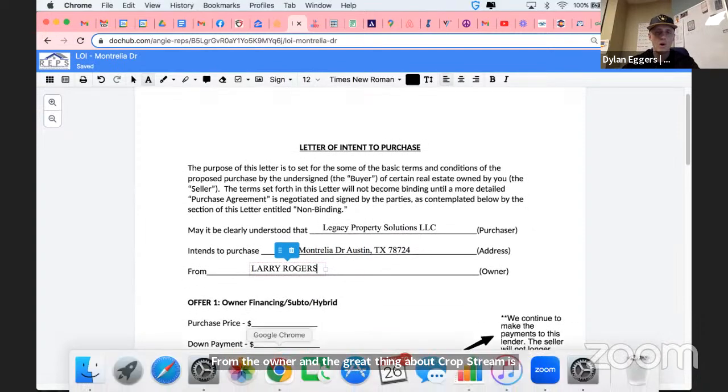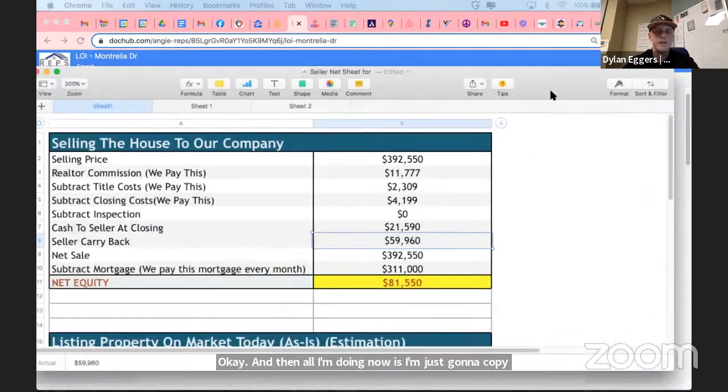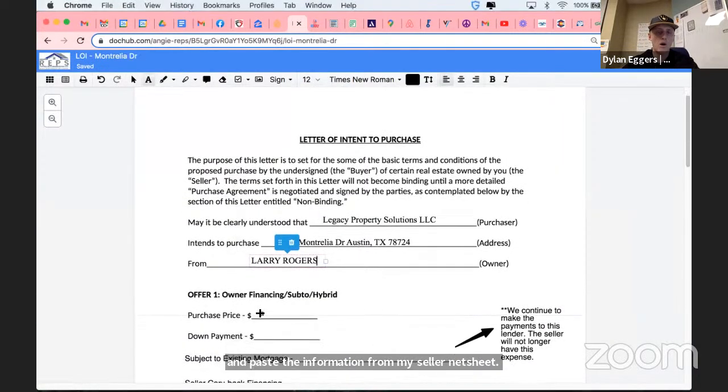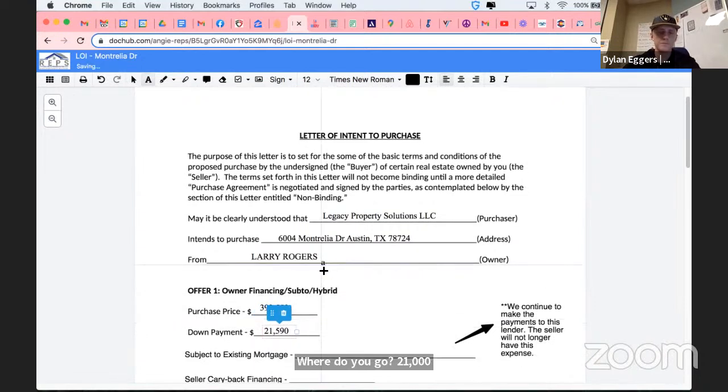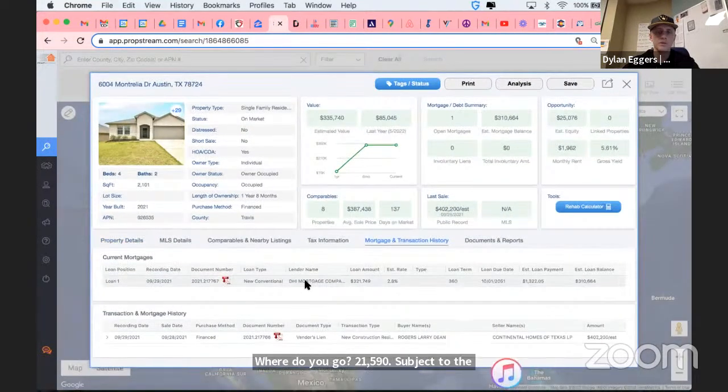Okay. And then all I'm doing now is I'm just going to copy and paste the information from my seller net sheet. So again, our offer price is $392,550. Our down payment is $21,590. Subject to the existing mortgage, so DHI Mortgage Company.